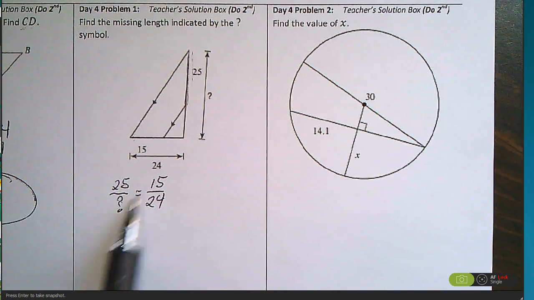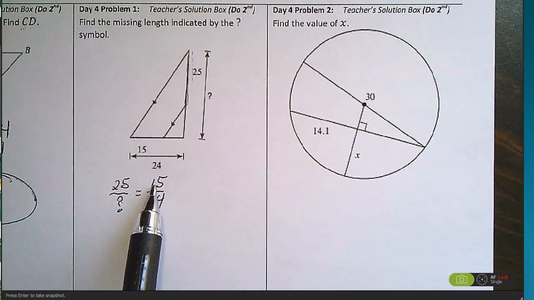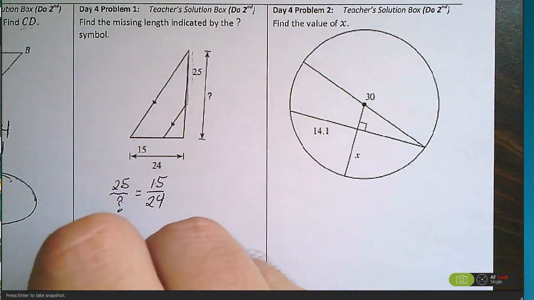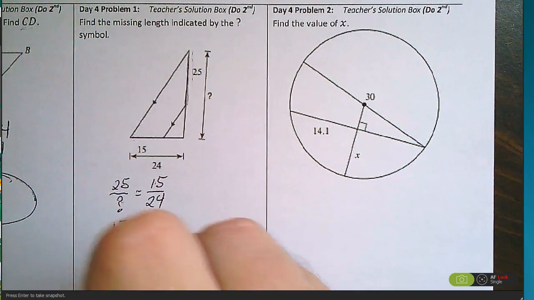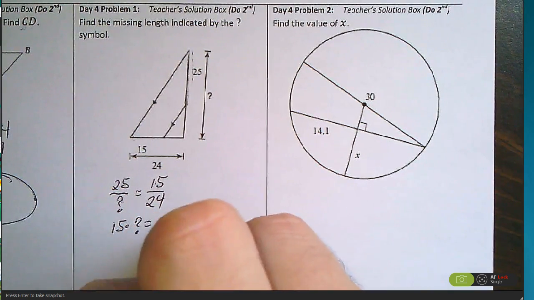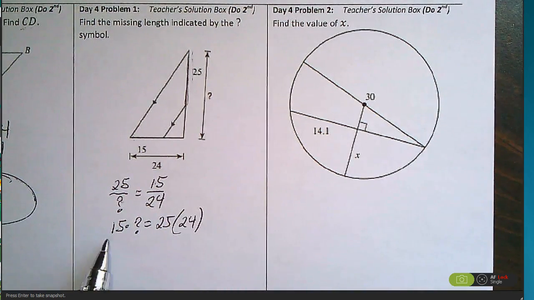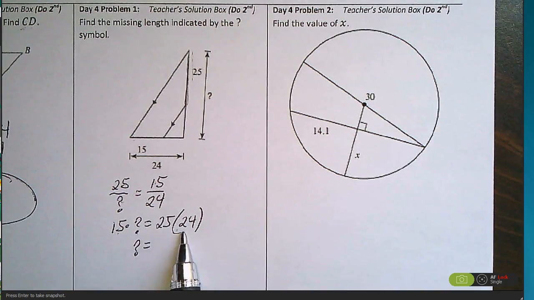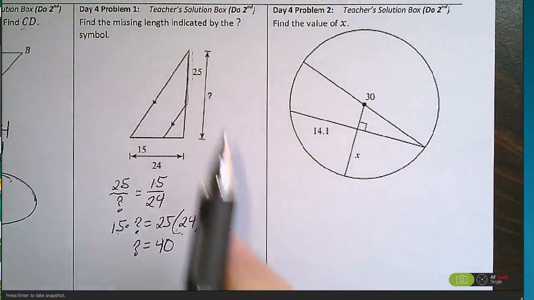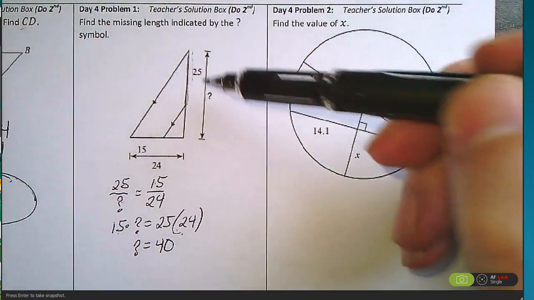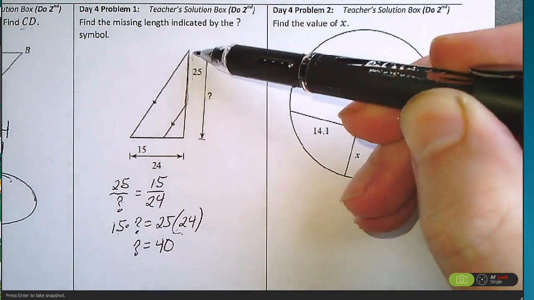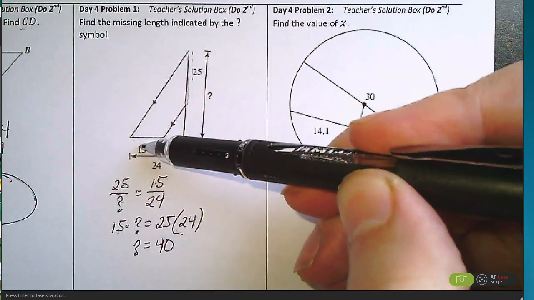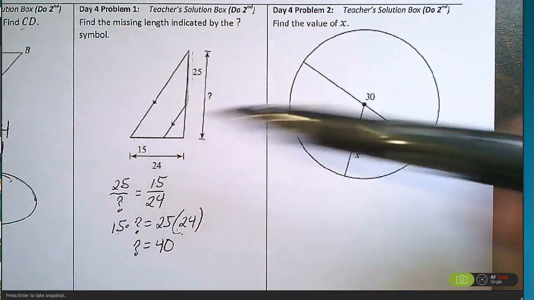So one way to solve proportions is with cross multiplication. 15 times the question mark is equal to 25 times the 24. If we divide both sides by 15, that will get the question mark alone. So let's go 25 times 24 divided by 15. And that turns out to be 40. So we were asked to find the question mark, and we did. So what we're saying here is that 25 is to 40 as 15 is to 24.